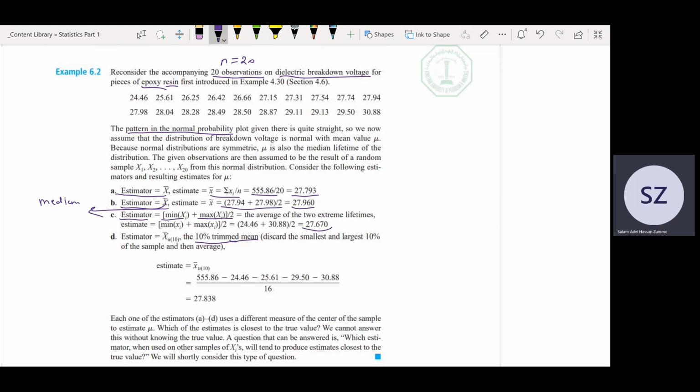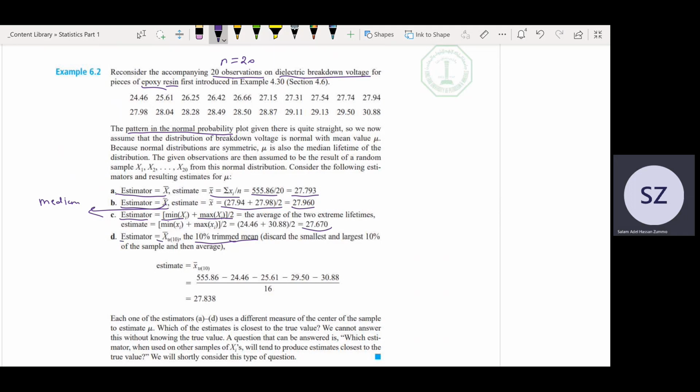For example, here how many do we have? 20. 10% means I discard 2. So basically I discard the minimum one and the largest one, just to make sure that I don't include outliers. Okay, this is a fourth estimator.